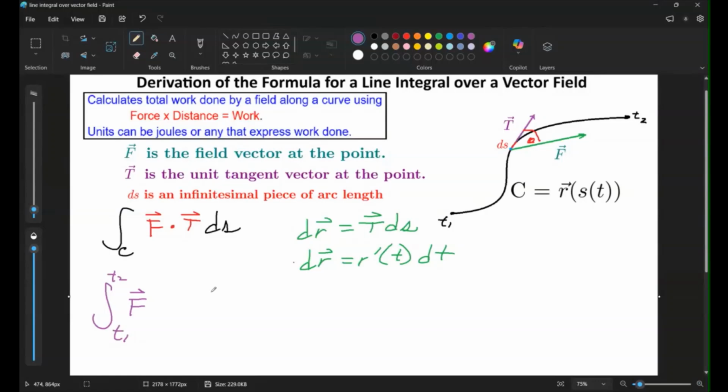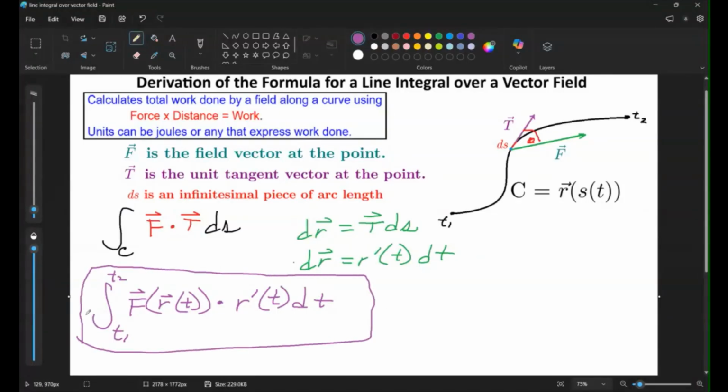And so we have our vector field function. The input is r(t). So that gets us up to here. And we've seen that this is equal to this, which is equal to this, which is equal to this. And so we're going to just substitute this for this. And so we're going to dot that vector with this vector, and that's all going to be times dt. And that's it. That is our formula for a line integral over a vector field.